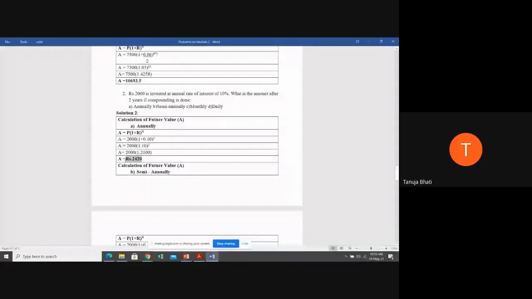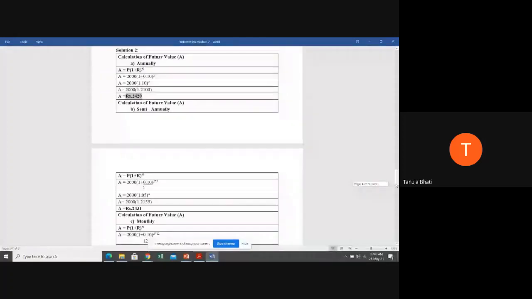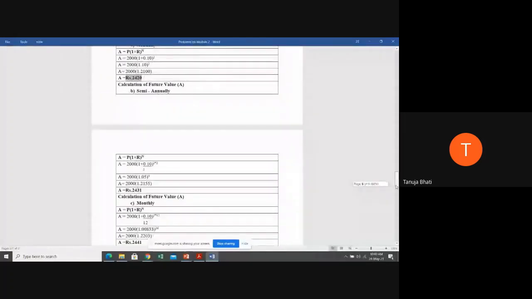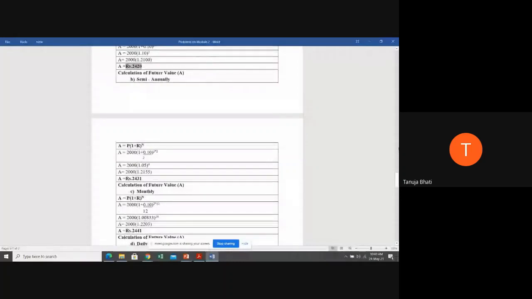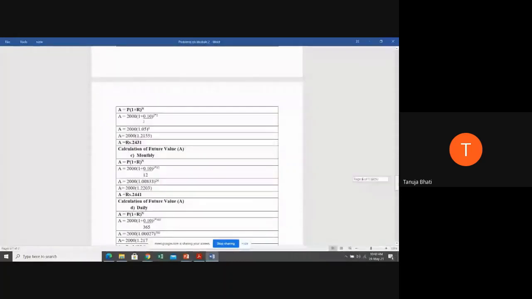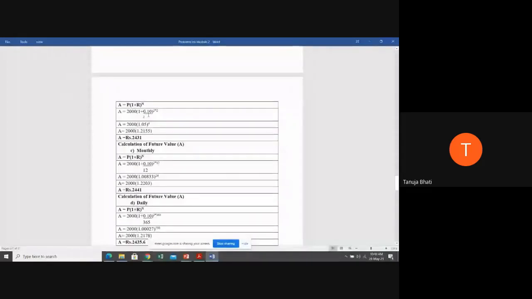On the same lines, you have to do it for semi-annually, the same quarterly and daily. So let us quickly see. If it is semi-annually, it is the same thing that you're going to do, but only divide the rate of interest by 2 and multiply the number of years by 2. So when you divide 10 by 2, you get 5%, and then when you add 1 to it, it is 1.05. And when you multiply 2 into 2, you get 4. So 5% for 4 years.